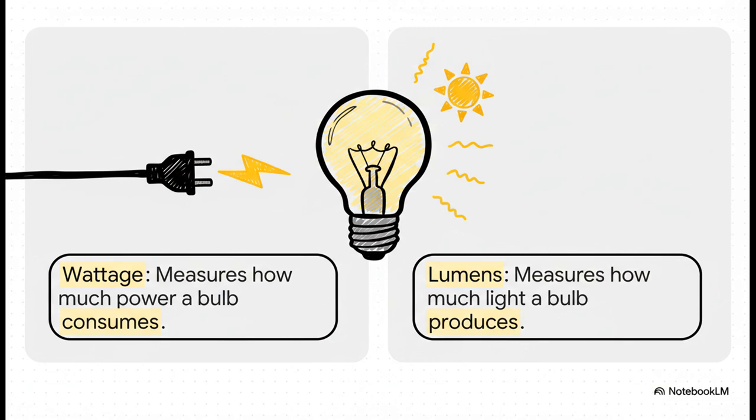And this slide lays it out perfectly. Wattage, all that measures is how much energy the bulb uses. That's it. Lumens, on the other hand, that's the number that tells you how much light the bulb actually puts out, how bright it is. And with today's super efficient LEDs, you can have a very low watt bulb that is incredibly bright.